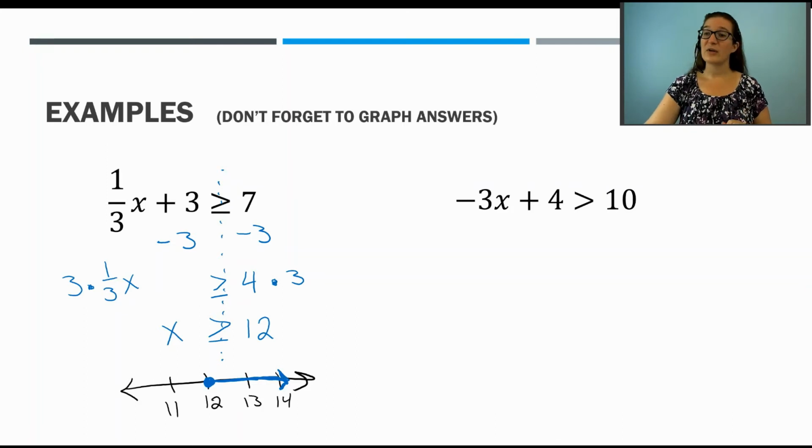Okay, let's go ahead and take a look at our second example. So our second example is showing negative 3x plus 4 is greater than 10.